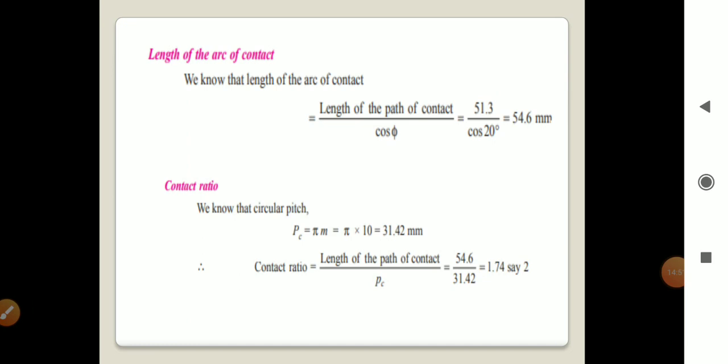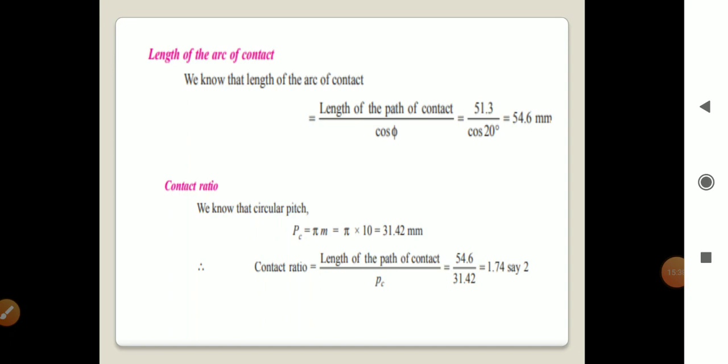This contact ratio depends again on the length of arc of contact. So simply see here, every term depends on the previous one. While solving any problem, first find out capital R, small r, and RA, capital RA, small RA. Afterwards we got the path of approach and path of recess. By addition of these two we got the length of path of contact. Afterwards we got the length of arc of contact, which is the length of path of contact divided by cos of phi. And next is the contact ratio. The contact ratio is nothing but the length of arc of contact divided by PC.